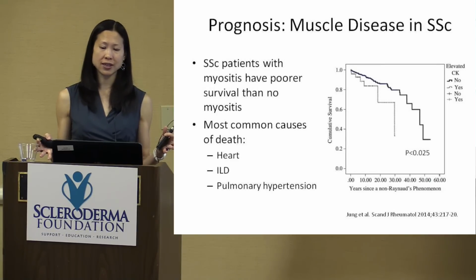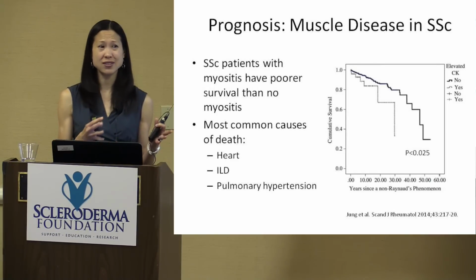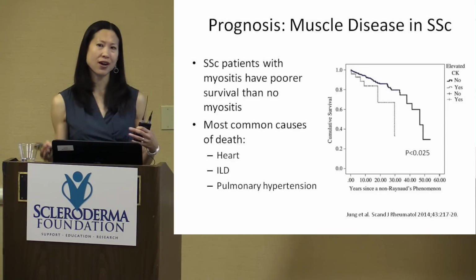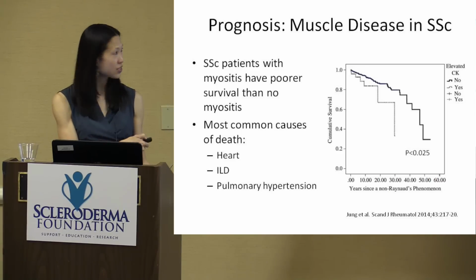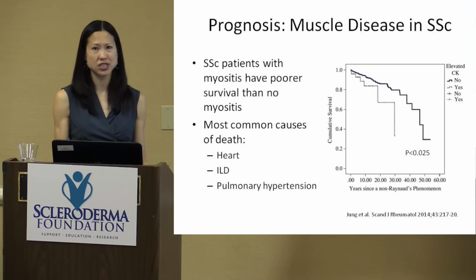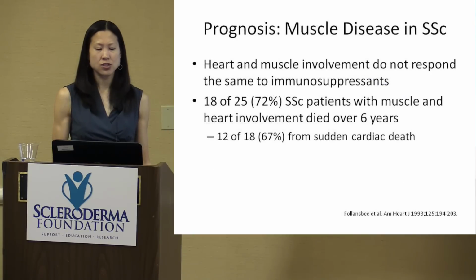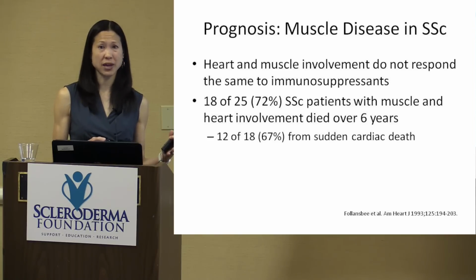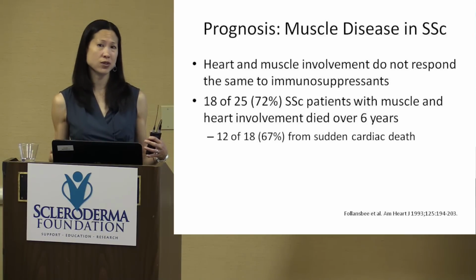So, unfortunately though, even though the muscle disease itself often can respond to therapy, patients with muscle disease overall have a poorer survival than those without muscle disease. And why is that? It's probably because of the other problems that are associated with muscle disease, such as heart disease, interstitial lung disease, and pulmonary hypertension. So, unfortunately, the heart and muscle involvement in scleroderma don't respond the same to immunosuppressants. So, although the muscle inflammation gets better with steroids and immunosuppression, oftentimes the heart involvement does not improve. So 72% of scleroderma patients with muscle and heart involvement died over a 6-year follow-up period.